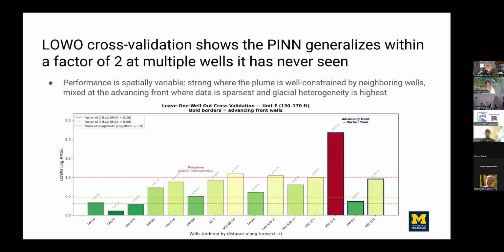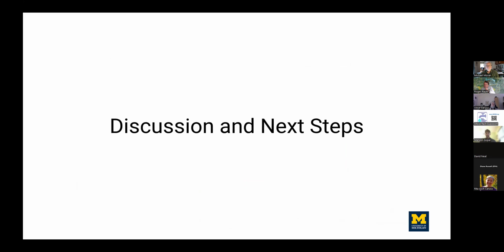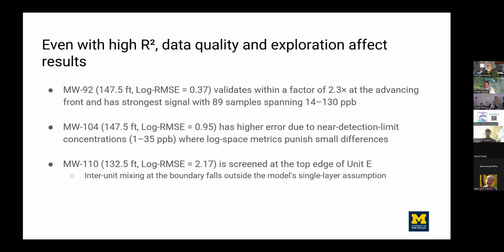So if we can narrow in this model, get it working a bit better, because of course, to the left of it is monitoring well 110, which did not do that well. And you can see that huge difference in wells that are right next to each other. So what is going on? Is this model just hallucinating, as we mentioned earlier? Well, I looked into it a bit more. Monitoring well 92 had data that spanned 14 ppb to 130 ppb over the years.